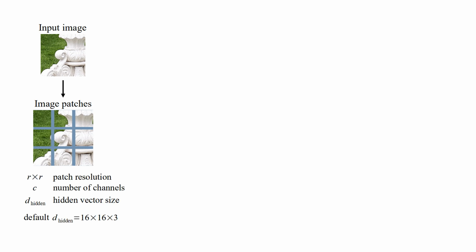A patch is a square with edge length r. Default value of r is 16. C is number of channels. D hidden is the latent vector size inside Vision Transformer. Patches are processed in raster scan order.